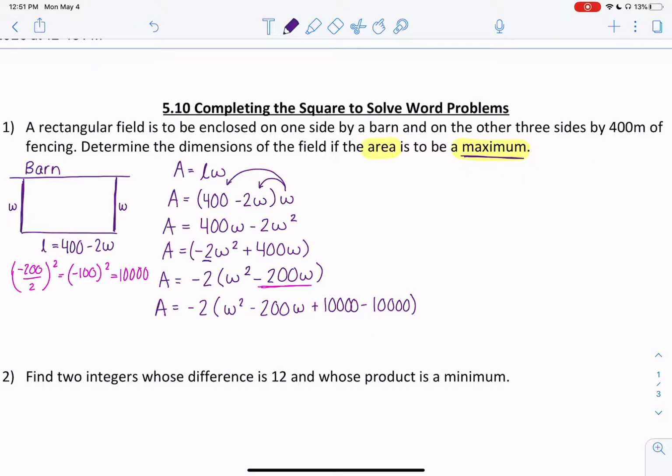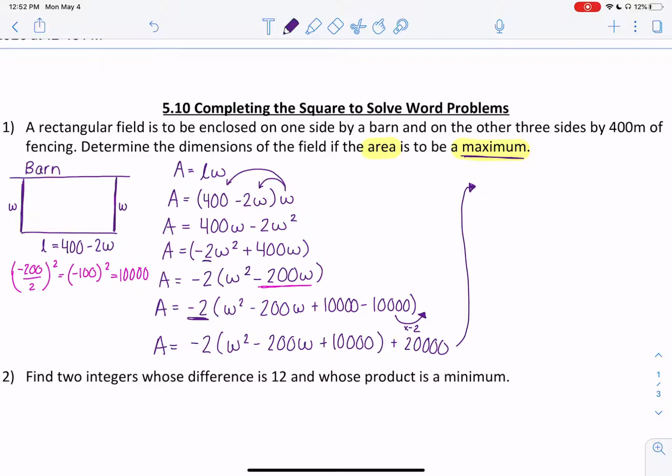And now we need to take the negative one and it needs to leave. But remember, when it leaves, we have to multiply it by our A. So we're going to have to multiply by negative 2. So that will leave us with negative 2W squared minus 200W plus 10,000. And when that comes out, we have plus 20,000. Now, sorry about this. I'm running out of room, so I'm going to have to move it up here. Hopefully you can still follow along with what's going on.